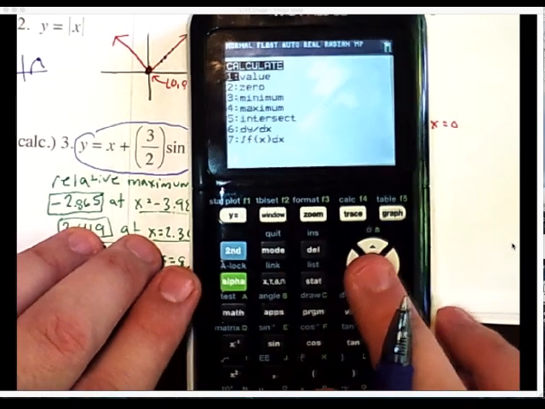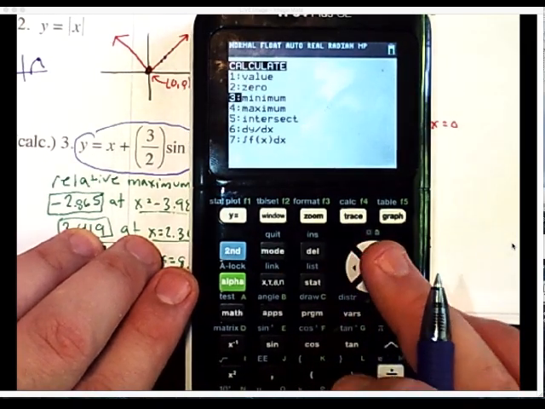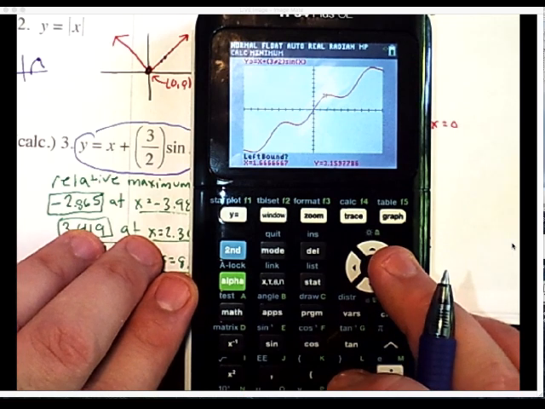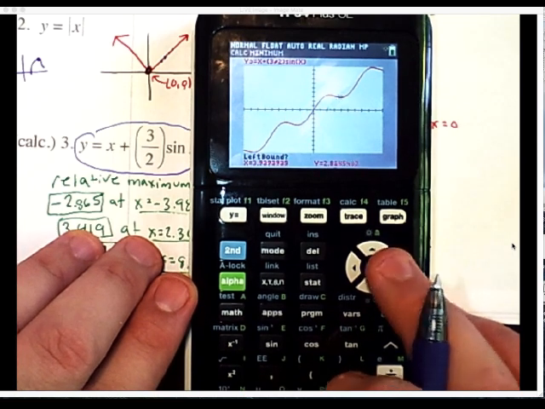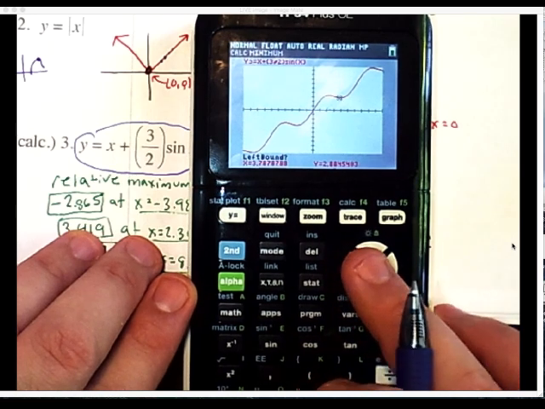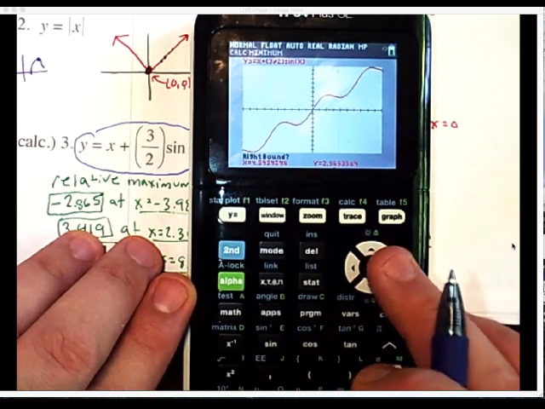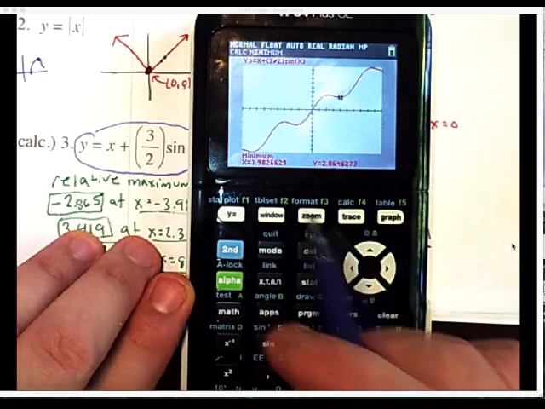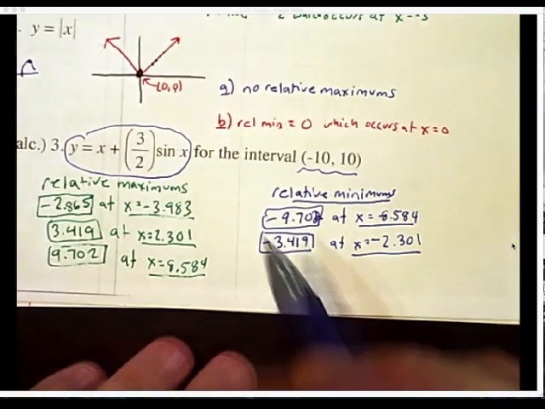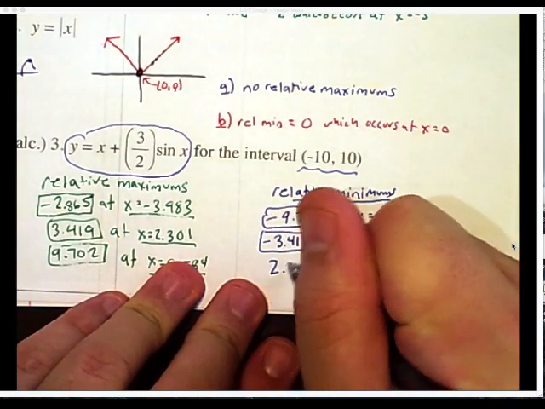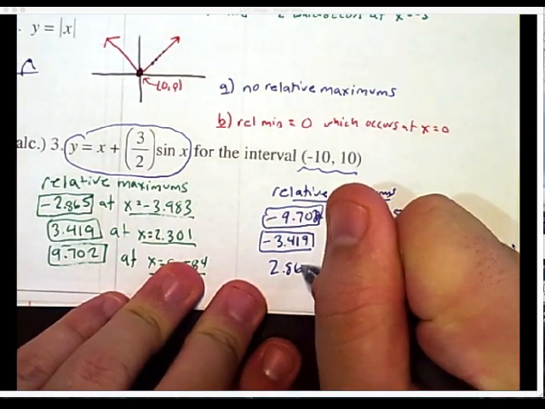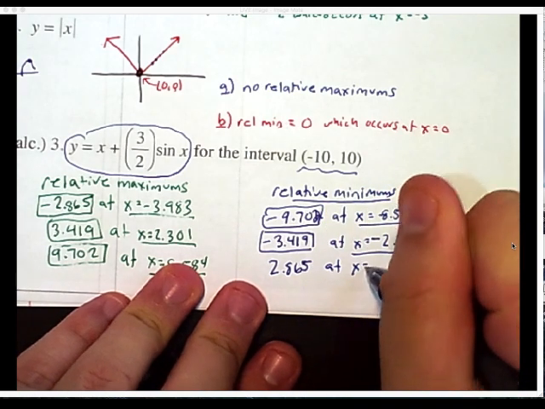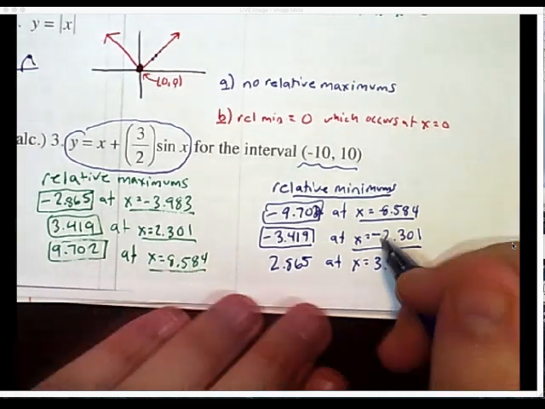One more time. Let's calculate the last minimum, the last low point in the graph. Right there. So the left bound, right bound, yes. Okay, there it is. So the y value there is positive 2.865. That occurs at an x value of 3.983.